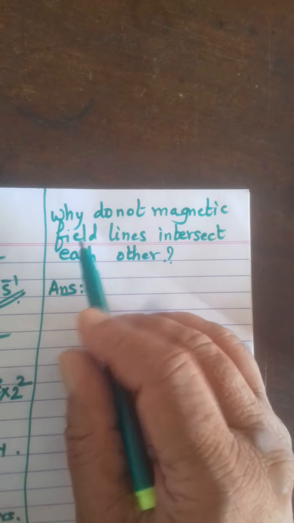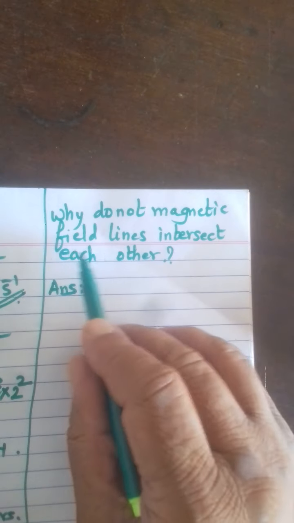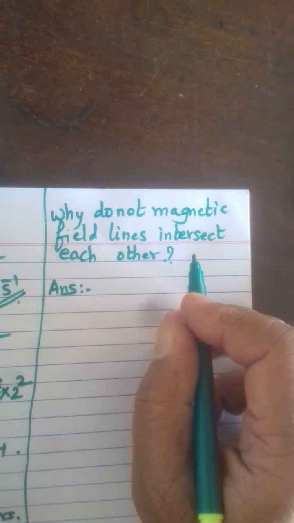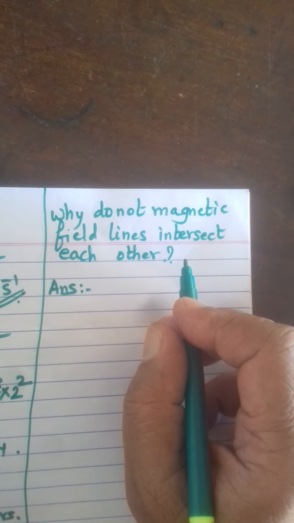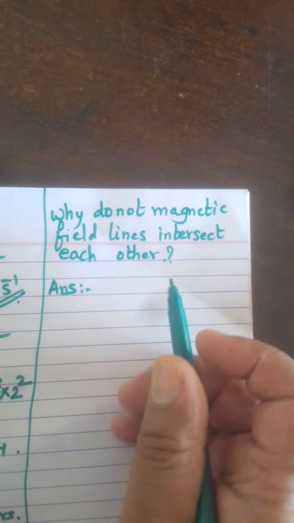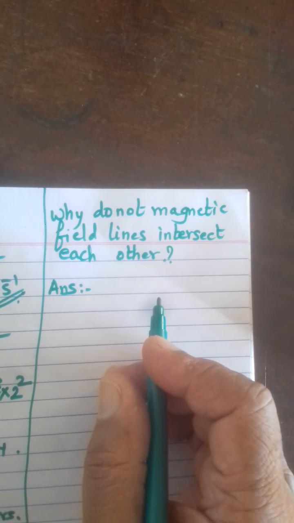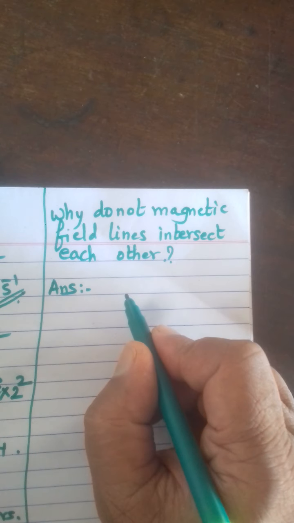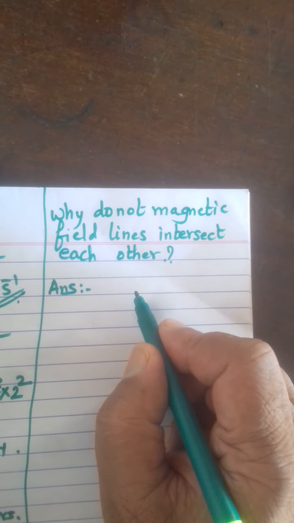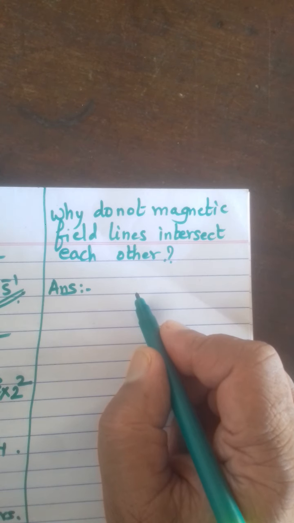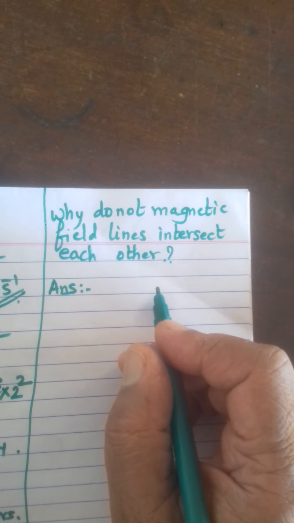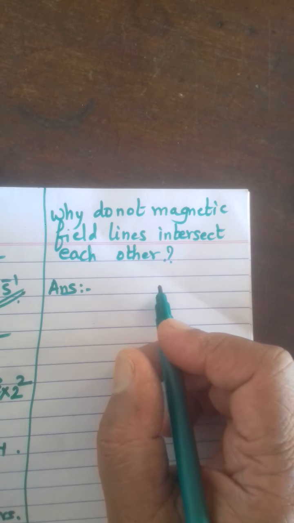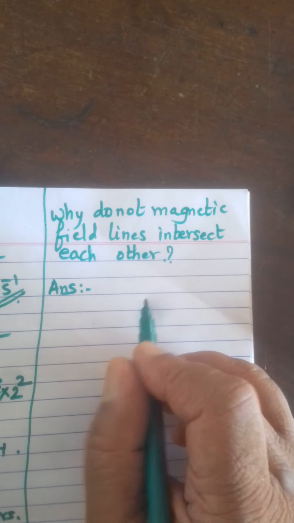Now let us see the next question. Why do not magnetic field lines intersect each other? That we have seen. Magnetic field lines never intersect each other. So why don't they intersect each other? The answer is they do not intersect each other because if they intersect at any point, then the magnetic compass kept at that point of intersection would indicate two directions, which is not possible at all. So this is the reason why magnetic field lines never intersect each other.